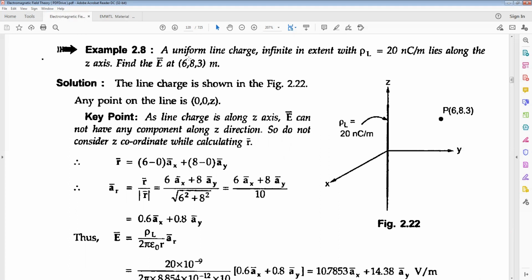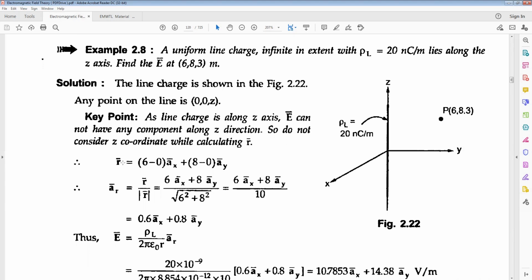So what is the electric field intensity when there is an infinite line charge distributed on the z-axis here? It is rho L by 2 pi epsilon naught r into AR bar. So the formula we have: a uniform line charge infinite in extent. The rho L is equal to 20 nanocoulomb per meter, lies along the z-axis. And you have to find that E bar at the point 6, 8, 3 meters. 6 is the x-axis and 8 and 3.